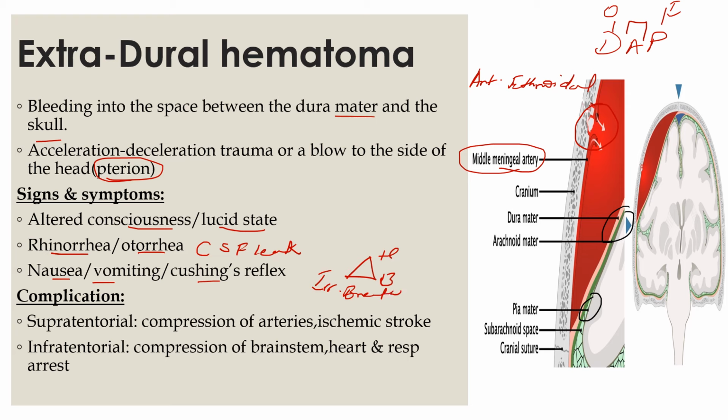Complications may arise if the extradural hematoma is not treated timely. Let's learn this with the help of a diagram. For instance, this is the tentorium, which is the fold of dura mater that separates the cerebellum from cerebrum. And if the complications arise above the tentorium, they compress the arteries leading to ischemic stroke. But if it's below the tentorium, they compress the brain leading to heart and respiratory arrest.